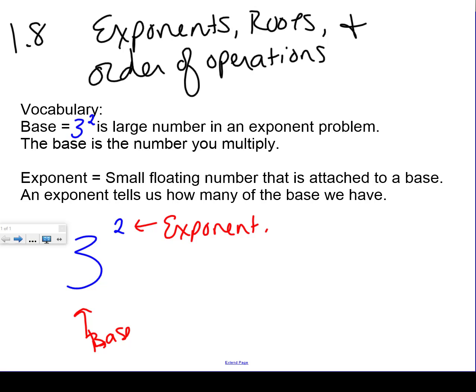Alright, this is the lecture video for section 1.8. We're talking about exponents, roots, and order of operations. So first thing we're going to talk about are the vocabulary terms.